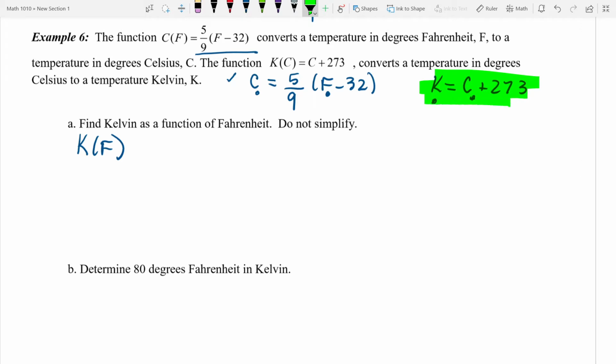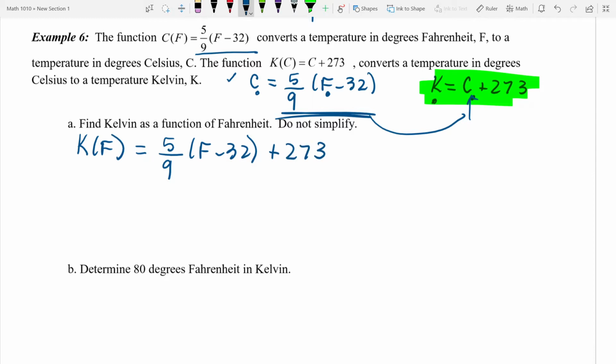Look right here. Look at this equation. And this is a C. But I know that C is that, because it says C is that. So I'm just going to take that guy, and plug it right there. So I have kelvins is Celsius, which is 5/9 times F minus 32, plus 273. Now I've got kelvins as a function of Fahrenheit. I know because over here is my F. Okay, who says I got that? Let me see up high. Okay, good.